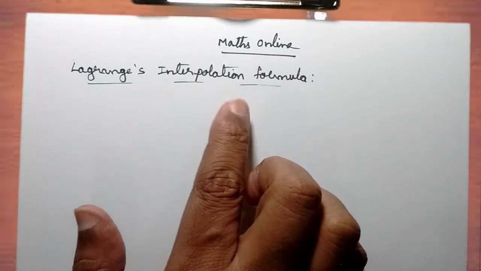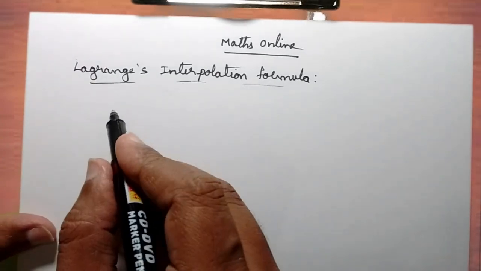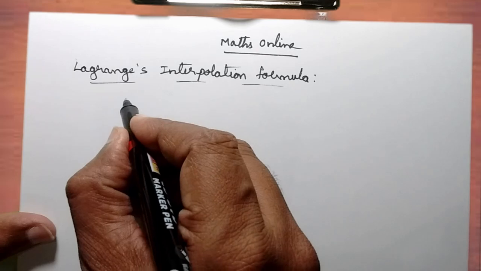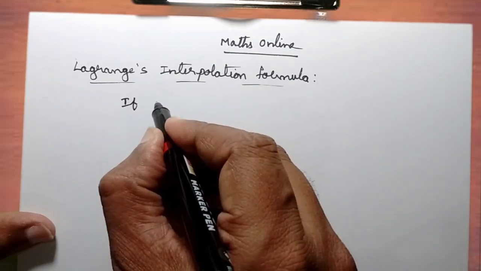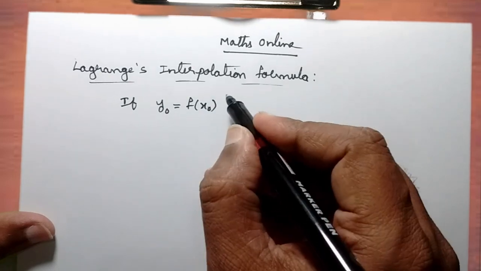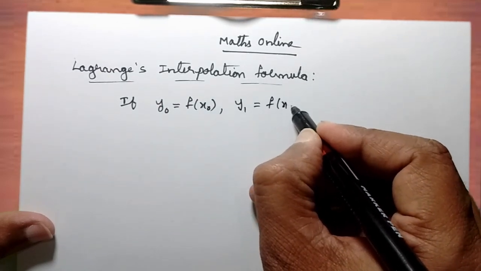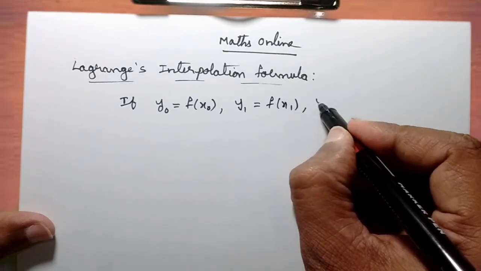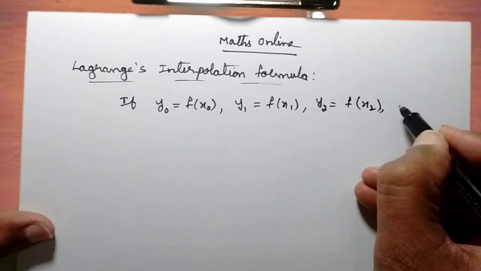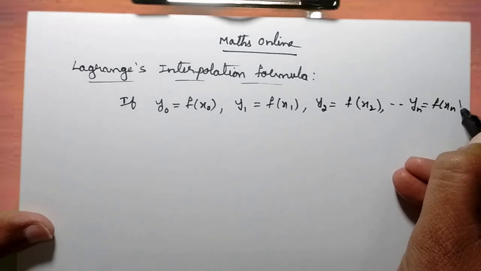Today's topic is the Lagrange interpolation formula. Let me give the statement for this formula. If y0 is represented as f of x0, y1 is represented as f of x1, y2 is represented as f of x2, and so on, yn is represented as f of xn.